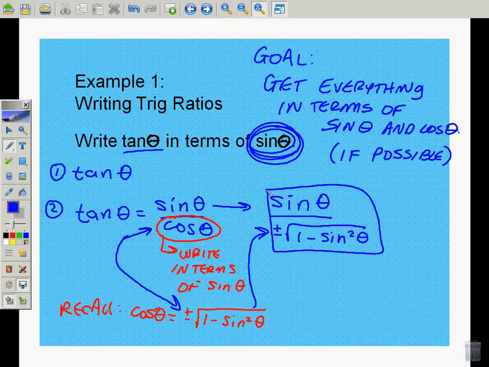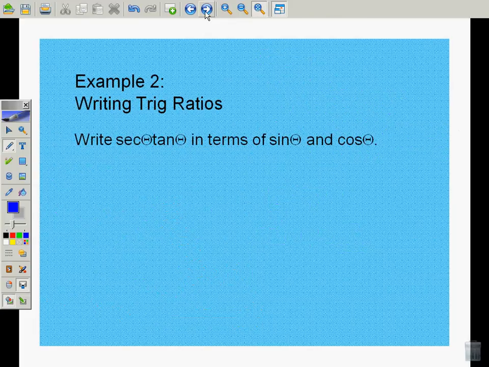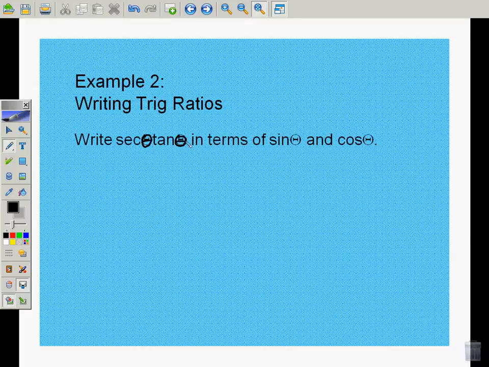You see what I did there? So my first step was to write it in terms of sine and cosine if possible, and then move it to exactly what I wanted. Okay? That's the gist right there. And so when we go on, we're going to write secant theta times tangent theta in terms of sine theta and cosine theta.